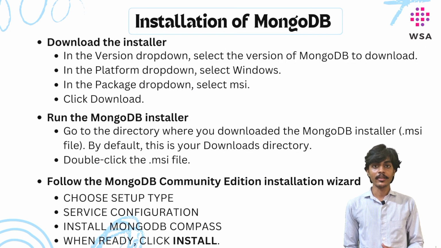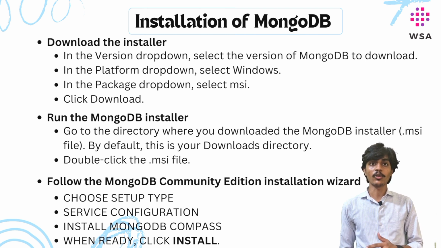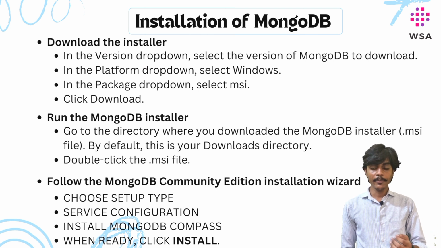So first of all, we should download the installer. In the version drop-down, select the version of MongoDB to download. In the platform drop-down, select Windows. In the package drop-down, select MSI. Click download. And step 2, run the MongoDB installer.